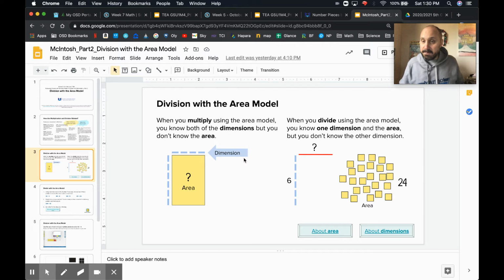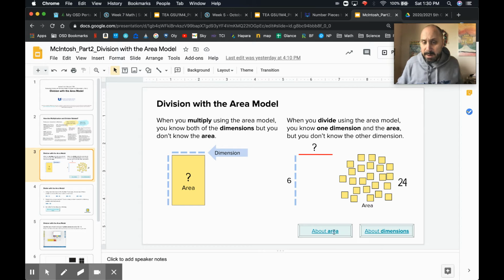But with division, we use the area model a little differently. When you divide using the area model, you know one dimension, so we still know the 6, but we don't know the top dimension. We don't know the width, but you do know the area inside. So we know that this is 24 already. We know that this is 6. So when we're doing division, we're trying to find that missing dimension. So the way that we would read this is 24 divided by 6 equals 4, or 6 times blank equals 24. Trying to find that missing dimension, okay?